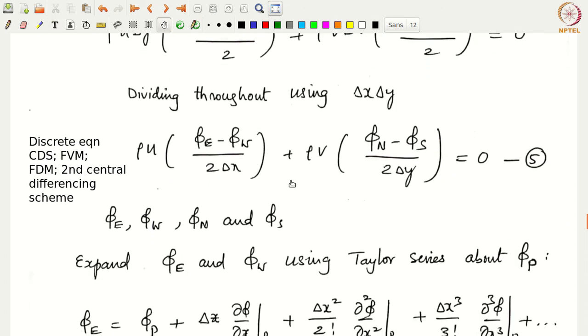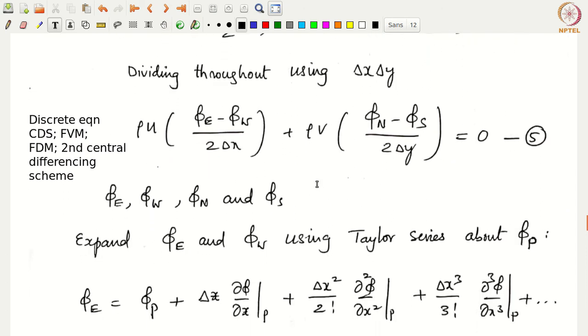Now what do we do in order to construct a modified equation? What we have to do is plug in for phi capital E, phi capital W, phi north and phi south in terms of phi p, right? That's what we have to do in order to construct the modified equation. So therefore, let me expand phi east and phi capital W using Taylor series about phi p.